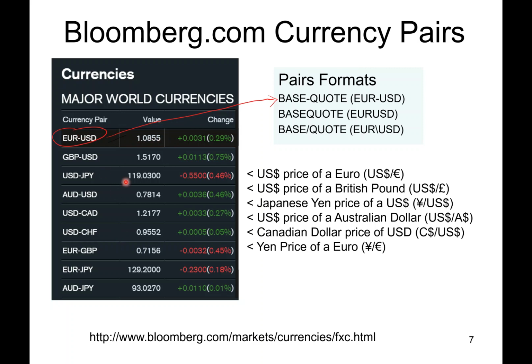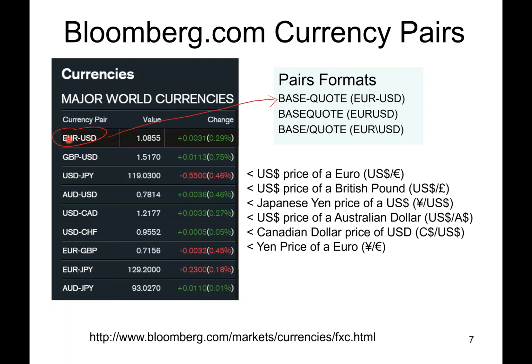Now let's look at some other euro quotes. Let's go down here. The EUR GBP. So this is the price of a euro quoted in British pounds. So it's 0.71 pounds per euro. And this is the yen price of a euro. So it's 129 yen to buy a euro. These are all prices of the euro quoted in either the dollar, the pound, or the JPY.